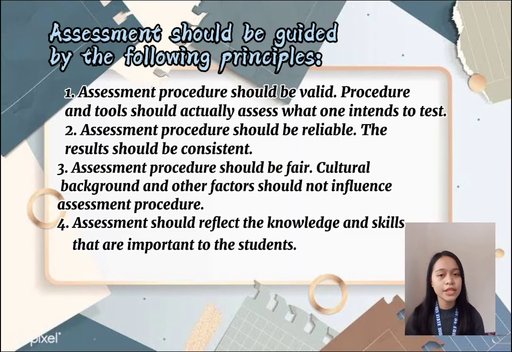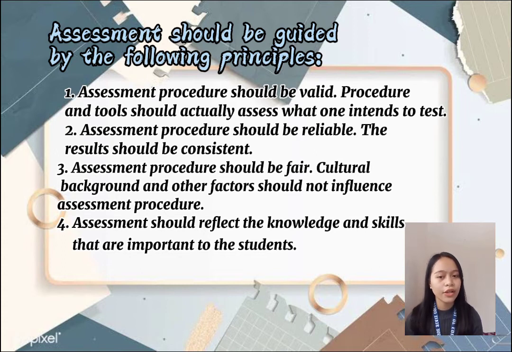Useful in the OBE system, assessment should be guided by the following principles. Number 1, assessment procedure should be valid. Procedures and tools should actually assess what one intends to test. Number 2, assessment procedure should be reliable. The results should be consistent. Number 3, assessment procedure should be fair.